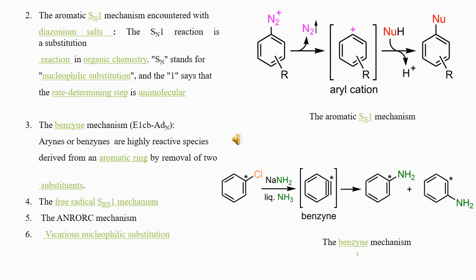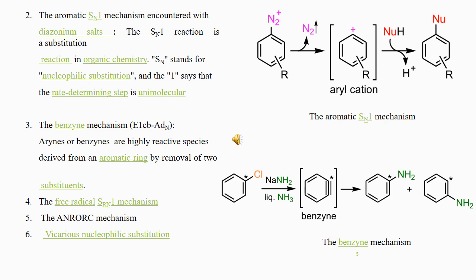Then the third type is the benzyne mechanism, that is called elimination-addition. Arynes or benzynes are actually highly reactive species that are derived from an aromatic ring by the removal of two substituents.